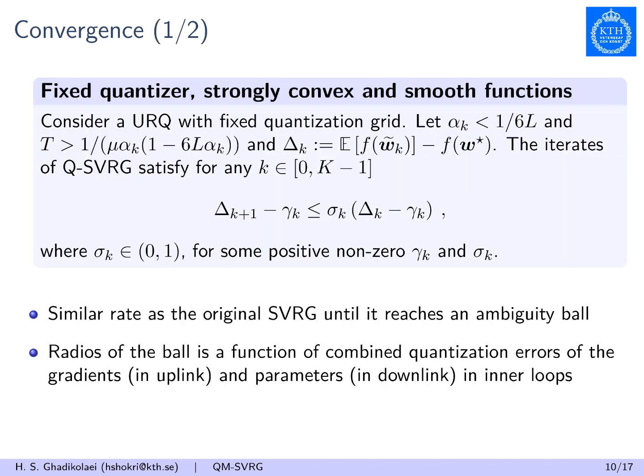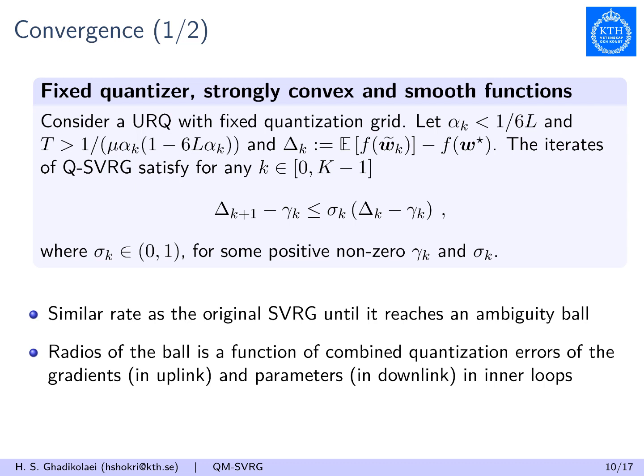This proposition shows the convergence of quantized SVRG algorithm with a fixed quantization space for a class of strongly convex and smooth functions. If we consider a URQ as our quantizer, and as I said already, a fixed quantization grid, under some technical conditions, we can ensure that the convergence would follow: delta_{k+1} minus some gamma_k is going to be smaller than sigma_k times delta_k minus gamma_k, where delta_k is the difference between the expected f of W tilde_k minus f star, so how close we are to the optimal point.